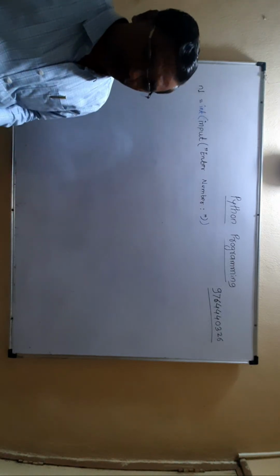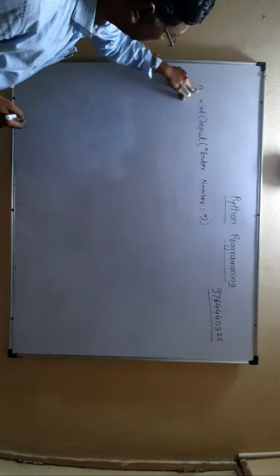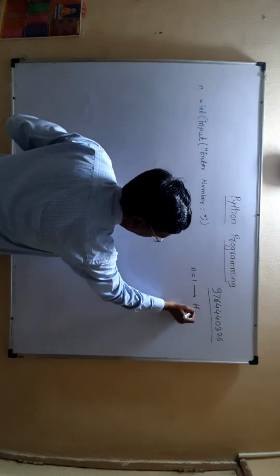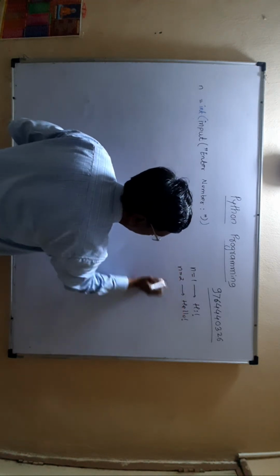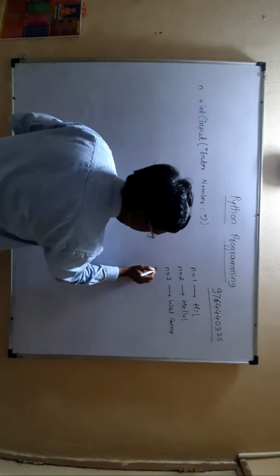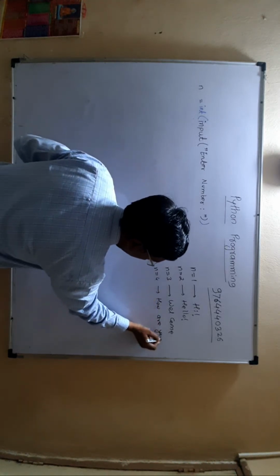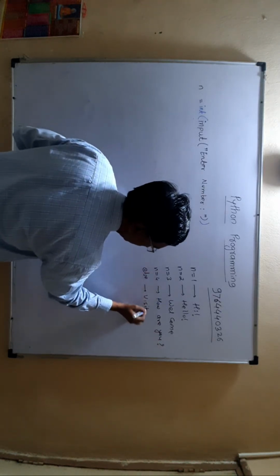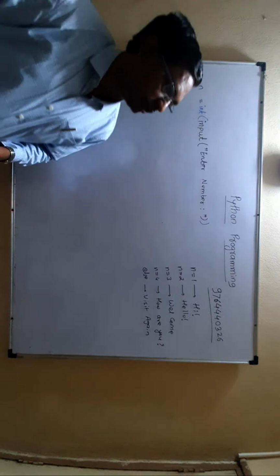Now I want to write a program where I want to read one number, suppose n. If n is equal to 1, I want to print hi. If n is equal to 2, I want to print hello. If n is equal to 3, I want to print welcome. If n is equal to 4, I want to print how are you. And otherwise, I want to print visit again. Okay.